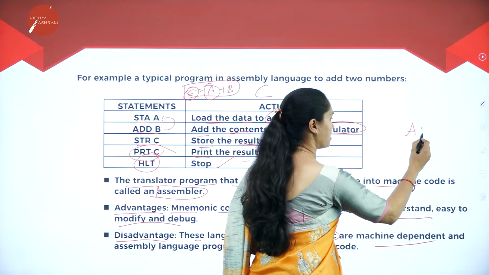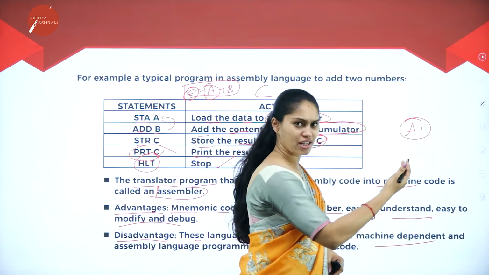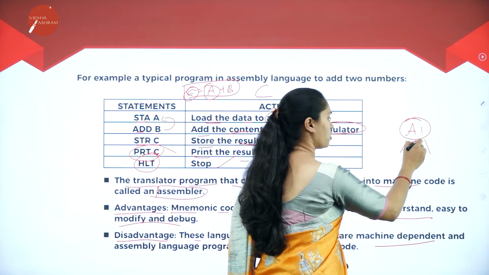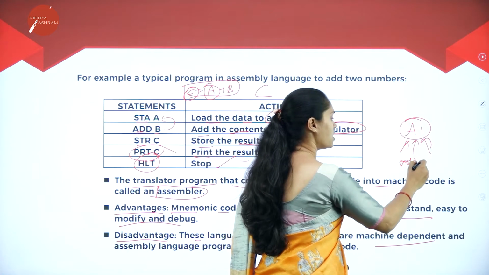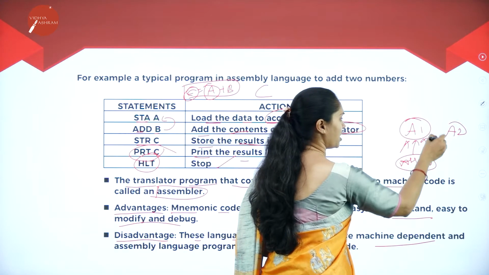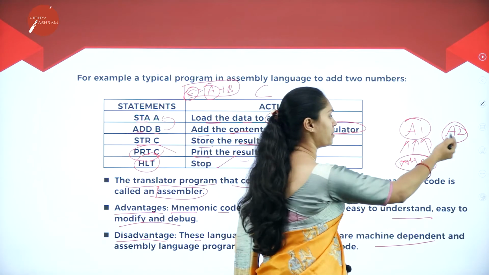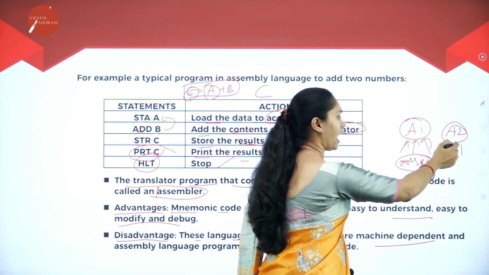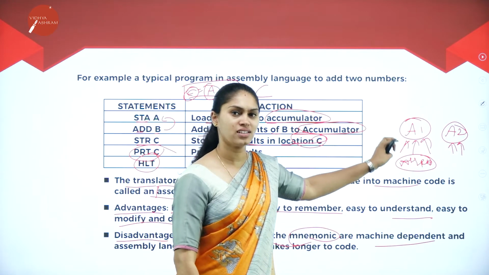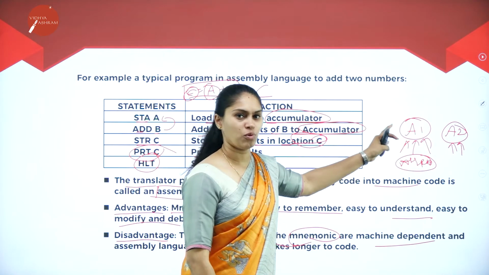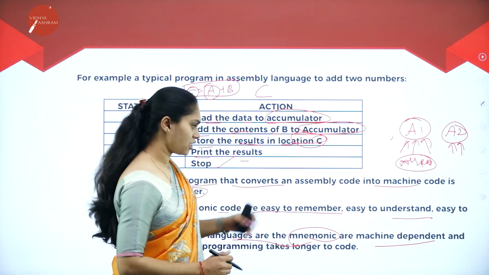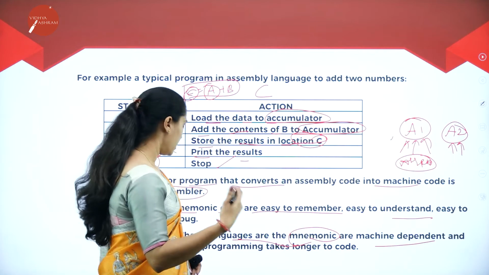For example, consider this is a computer system A1, and I do the programming using this assembly level language. I cannot use the same code to perform the operation in A2. If I want to perform the operation on the A2 machine, I again have to write the symbolic code for A2. I cannot work with the symbolic code of A1 on A2. That is why it is represented as machine dependent.